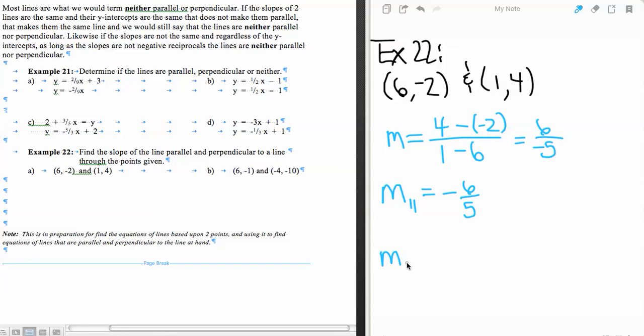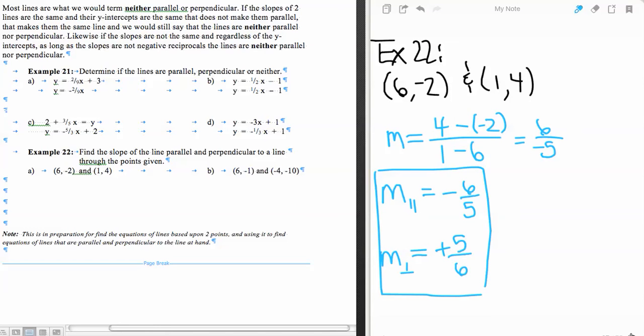And then perpendicular, this is where it's important that we know how to find the perpendicular slope as the negative reciprocal. So the negative, that's an opposite, right? So the opposite of a negative is a positive. And then the reciprocal of 6/5 is 5 over 6. So the perpendicular slope is positive 5 over 6. And there we go on that.